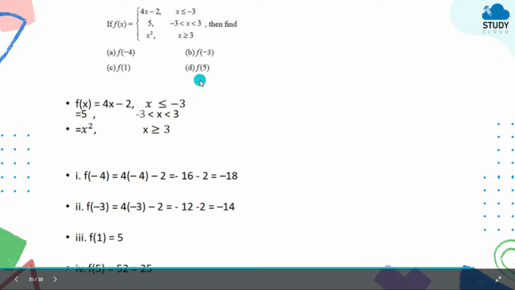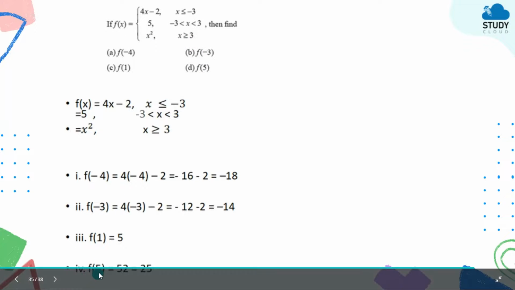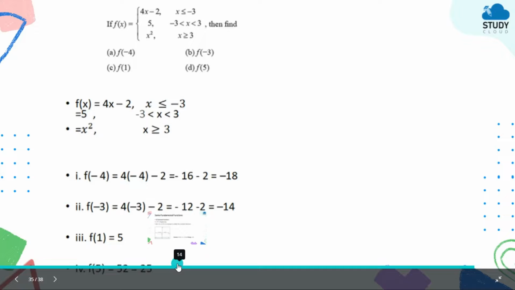Next is f(5). Here we have the range minus 3 to 3, so 5 is not lying over here. Let us go through the third step. x is greater than or equal to 3. Whenever the value of x is greater than or equal to 3, we will use this function x square. Since 5 is greater than 3, we will use x square. f(5) is equal to 5 square, which is equal to 25.